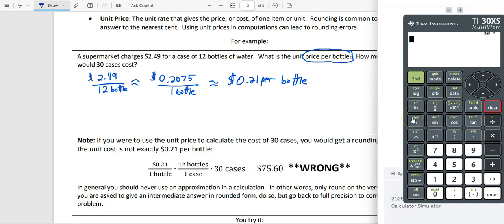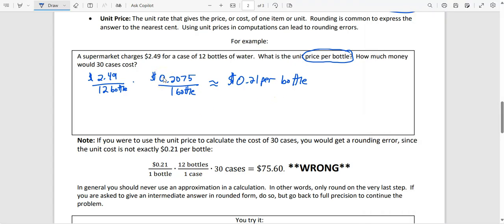So on our calculator, 2.49 divided by 12, that's the exact value. In fact, let me change that to an equal sign because that's true. But then we round it to give a nice number answer, 21 cents per bottle, but that's an approximation. I'll tell you something about approximations. They're great to give people an idea of what's going on, but they're not good to calculate with. Don't use an approximation to calculate because that approximated rounding error will get worse and worse and worse the more you use it.